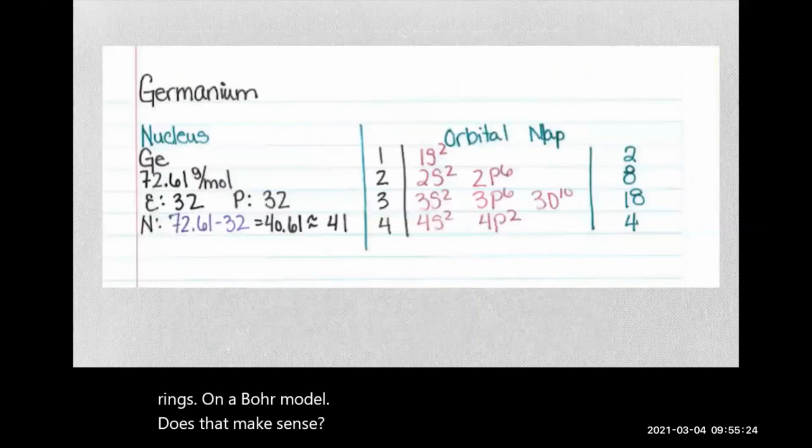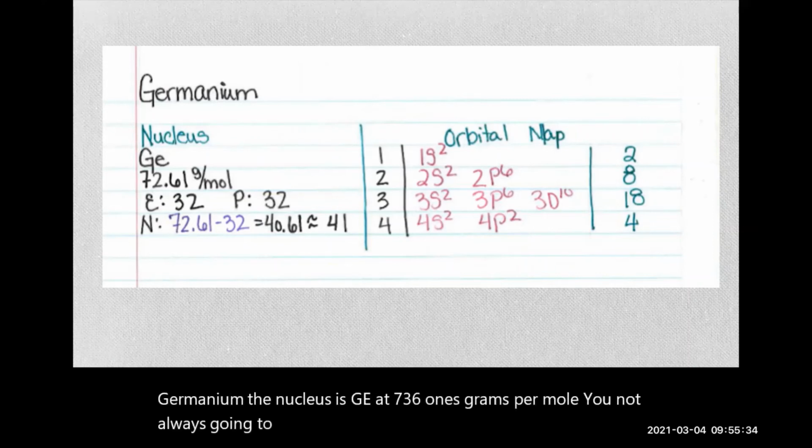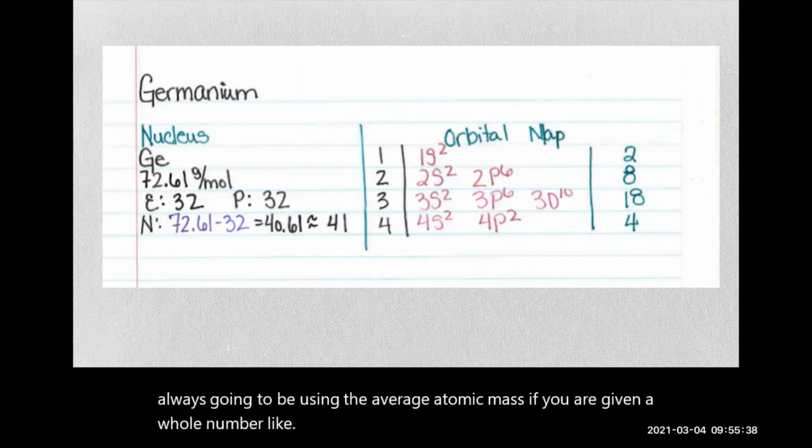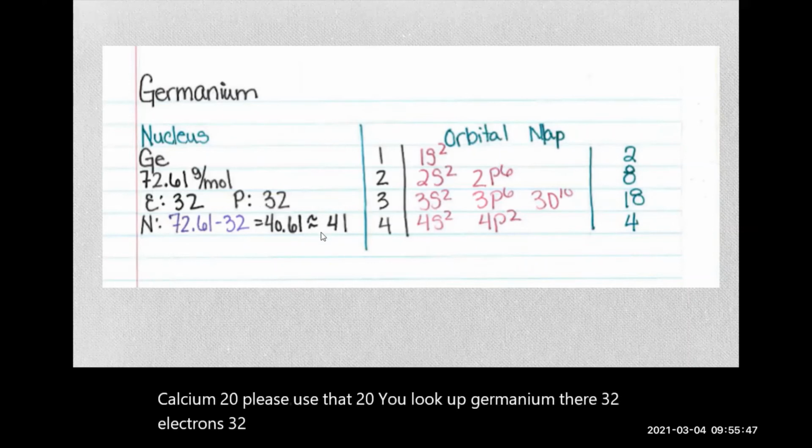Okay, so let's look at germanium. The symbol is Ge. It's 72.61 grams per mole. You're not always going to be using the average atomic mass. If you are given a whole number like calcium 20, please use that 20. You look up germanium, there's 32 electrons, 32 protons. It's got about 41 neutrons, because we rounded, since we didn't have a whole number.